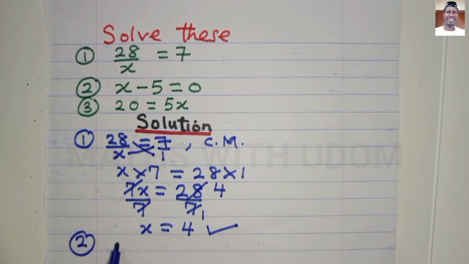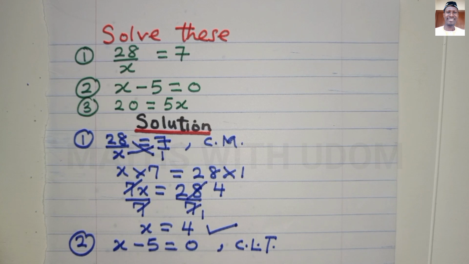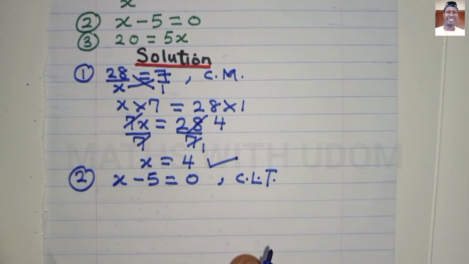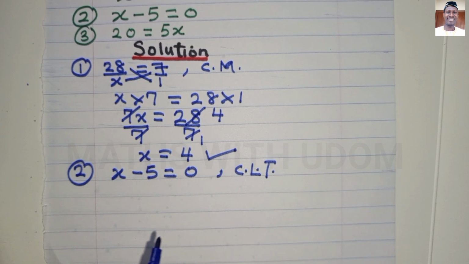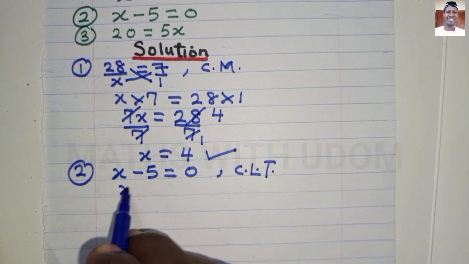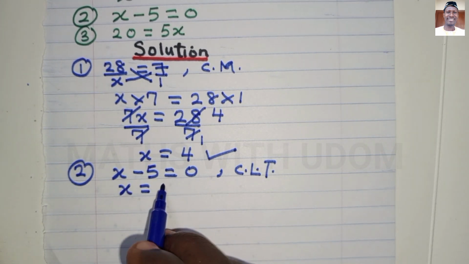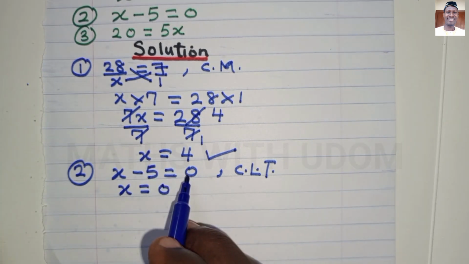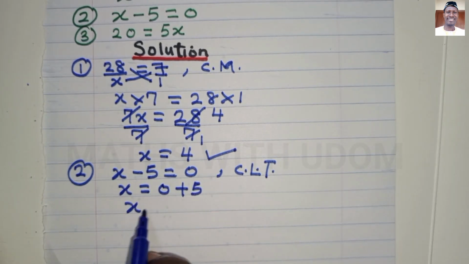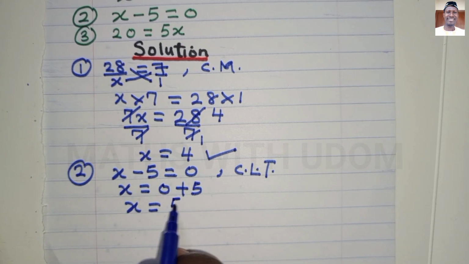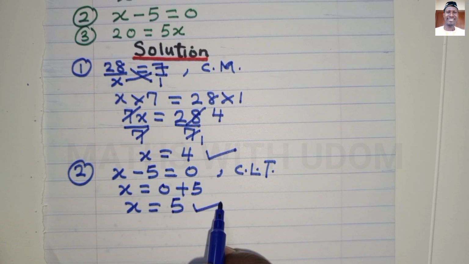Question 2, we have x minus 5 is equal to 0. All you need to do is to collect like terms. When you collect like terms, the terms with the same variable will be added together. So we have x is equal to 0, as said before. Minus 5 will cross over to the other side, and the sign will change from minus to plus. So our answer is x is equal to 0 plus 5, which is the same thing as 5. So this is the correct answer.